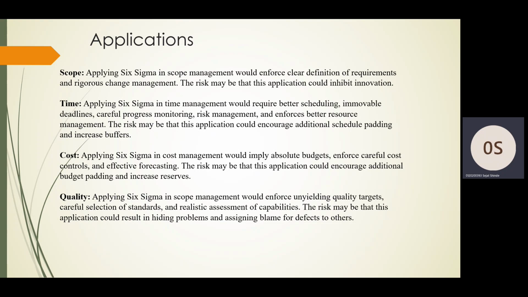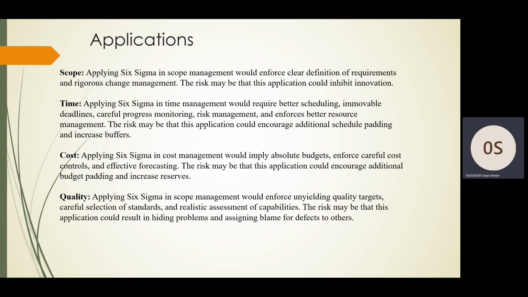The second one is time. Applying Six Sigma in time management would require better scheduling, immovable deadlines, careful progress monitoring, risk management, and enforces better resource management. The risk may be that this application could encourage additional schedule padding and increase buffers. The third one is the cost. Applying Six Sigma in cost management would imply absolute budgets, enforce careful cost controls, and effective forecasting. The risk may be that this application could encourage additional budget padding and increase reserves.